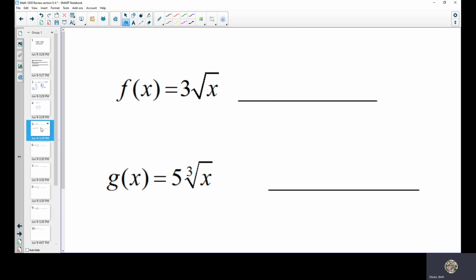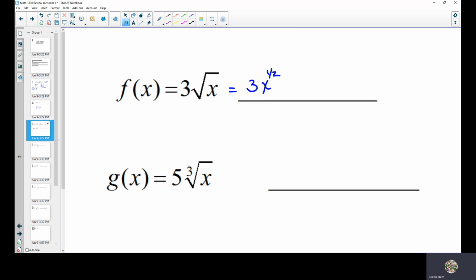So if I have the function f of x equals 3 times the square root of x, how would I rewrite this using rational exponents? By rational, I mean using number exponents and not the little symbols, which we call radicals. So I would rewrite that as 3, and then the square root of x is written as x to the 1/2 power. So f of x equals 3 times the square root of x is the same as 3 times x to the 1/2 power.